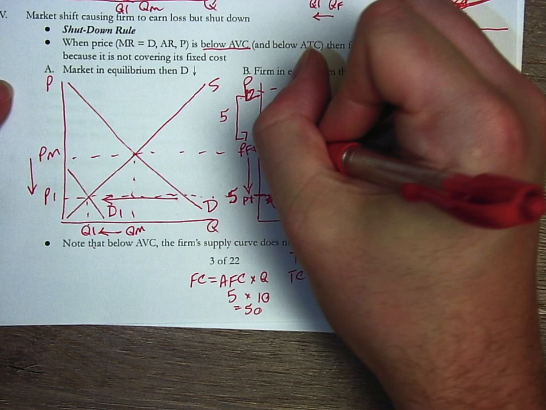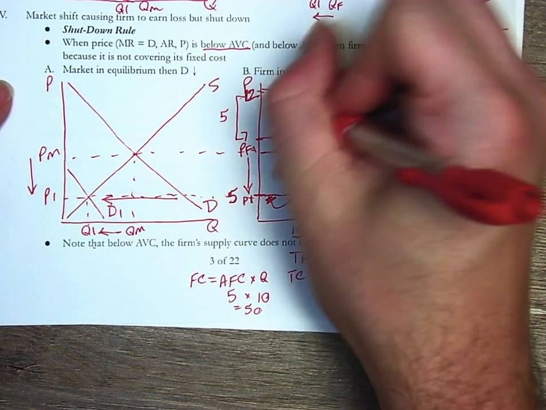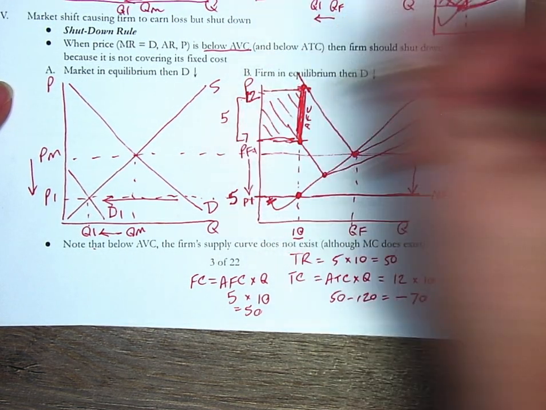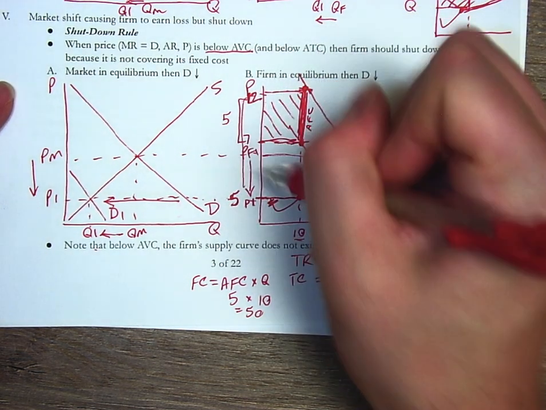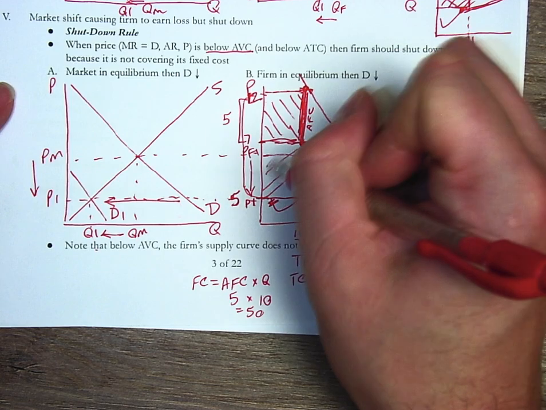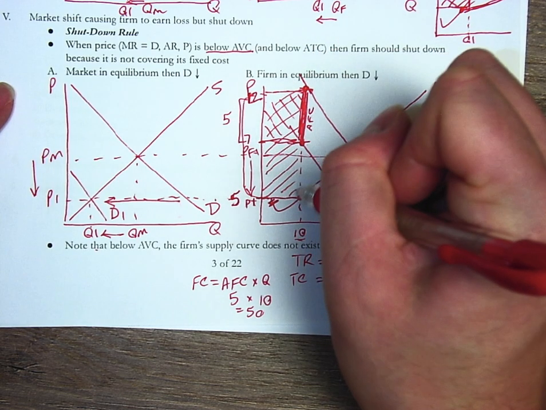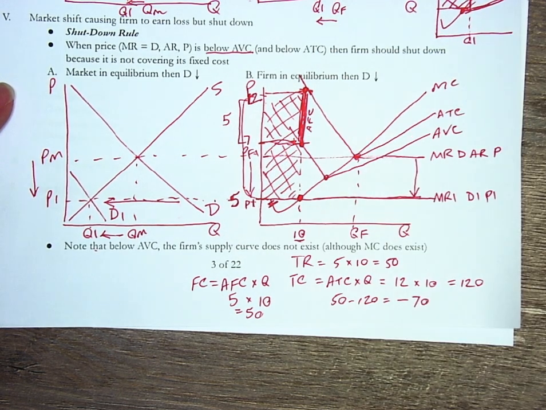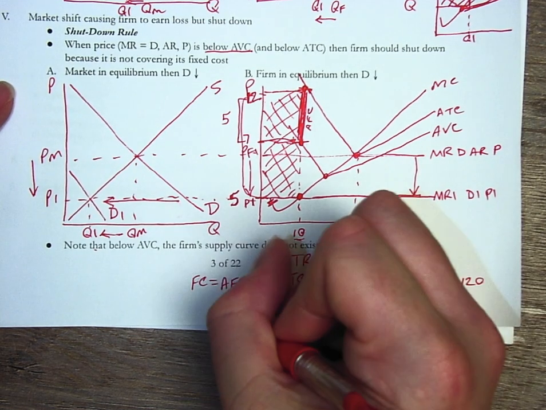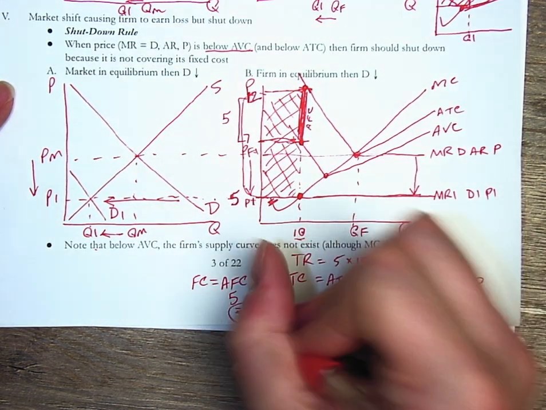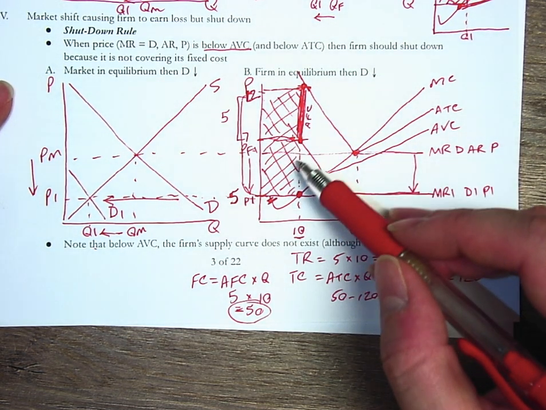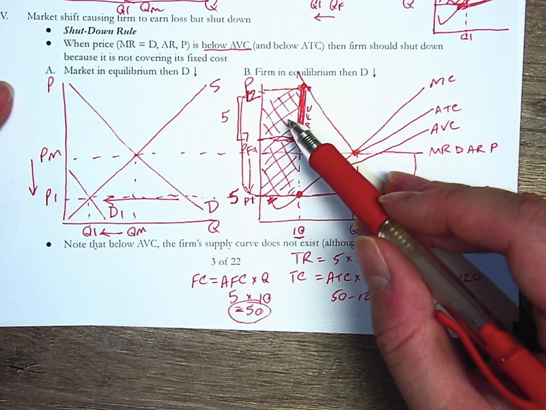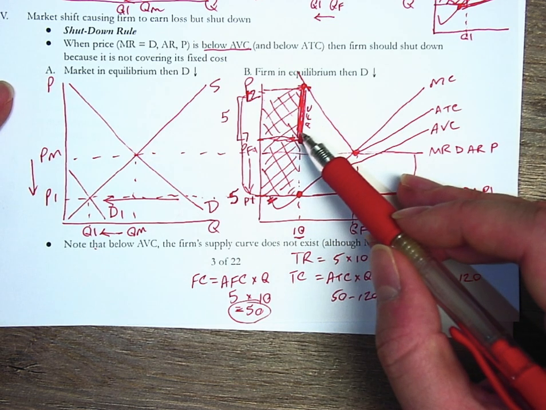If they shut down, their loss is only the 50 right here. Now, if they operated, they would lose all of this stuff. It'd be way bigger, right? So if they operate, they lose 70. If they shut down, they only lose 50. And so they're going to choose to shut down temporarily and only incur this smaller top half of that rectangle.